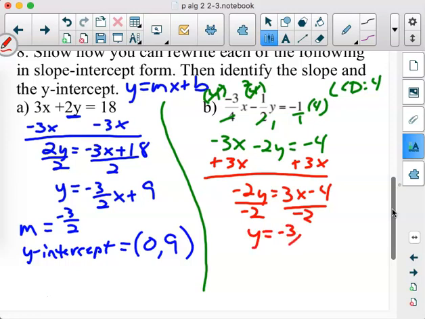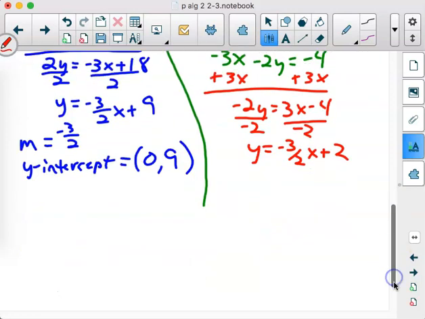So it'll be negative 3/2 x, and then be careful because negative 4 divided by negative 2 is going to be a positive 2. Not done yet, though, because they said once you have that, give us the slope and the y-intercept.